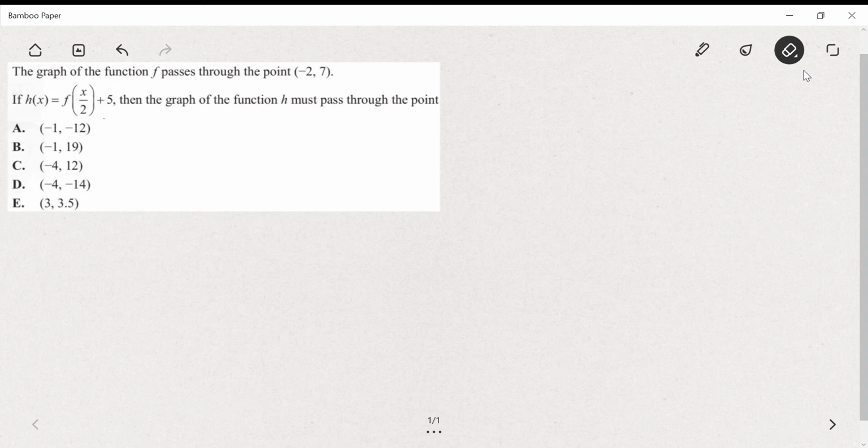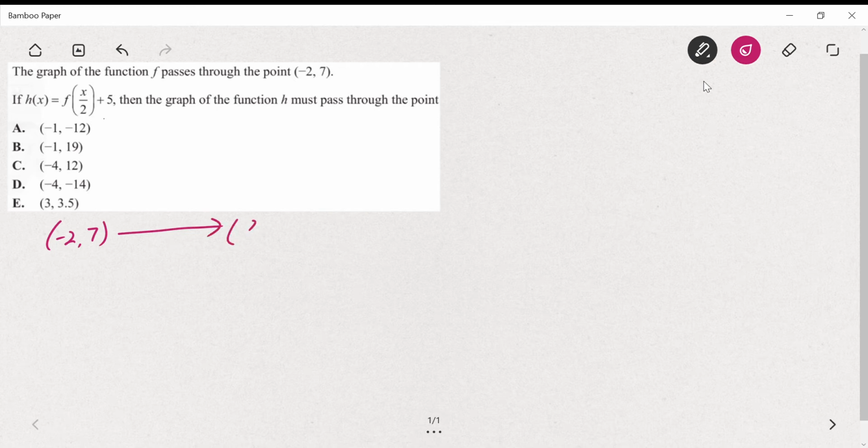So we're asked to find a mapping point given an original point. They're saying the point -2, 7 maps to which point? That's what they're asking. So you take some point x, y on this function and you map it to the image of x and the image of y.